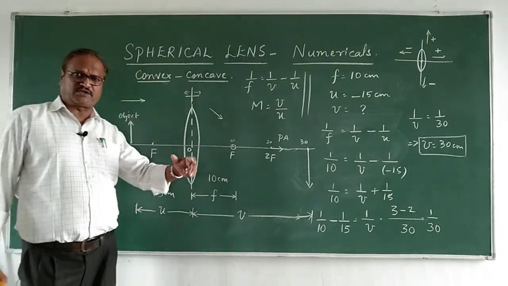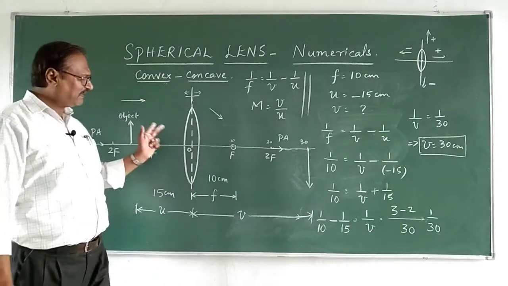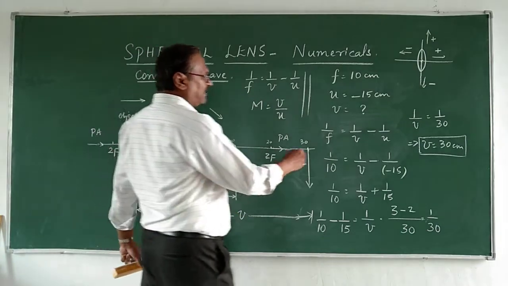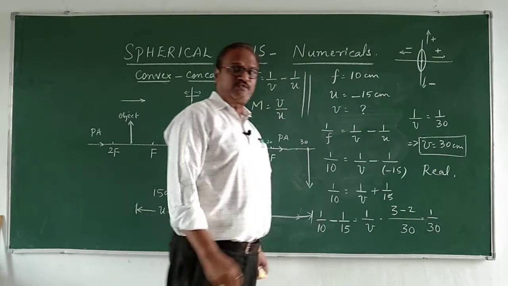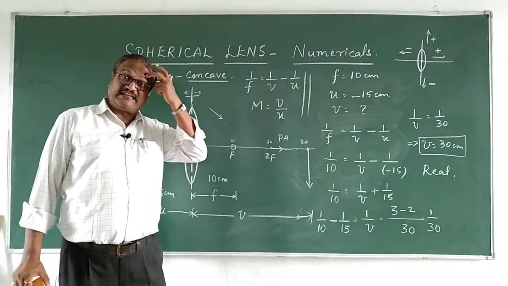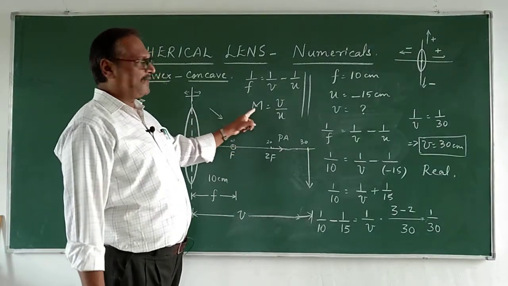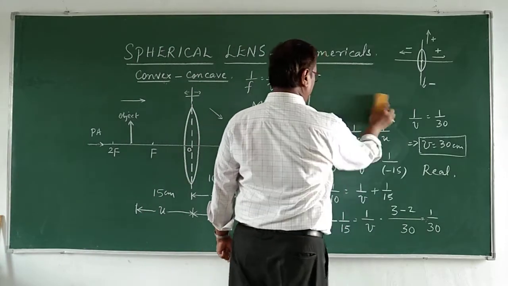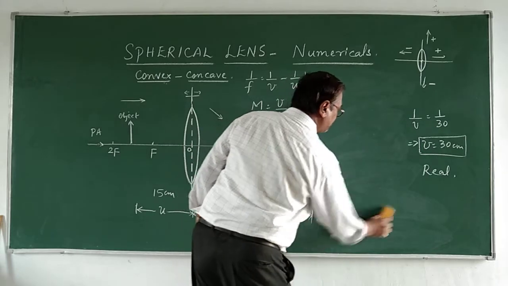Now this is position. What about the nature? It is real. Why is it real? It is crossing the lens. So the image formed is real. Now we need to know, is it magnified? Is it inverted? This can be done only from the magnification, right? So let me go into the next step and find out what the magnification is.